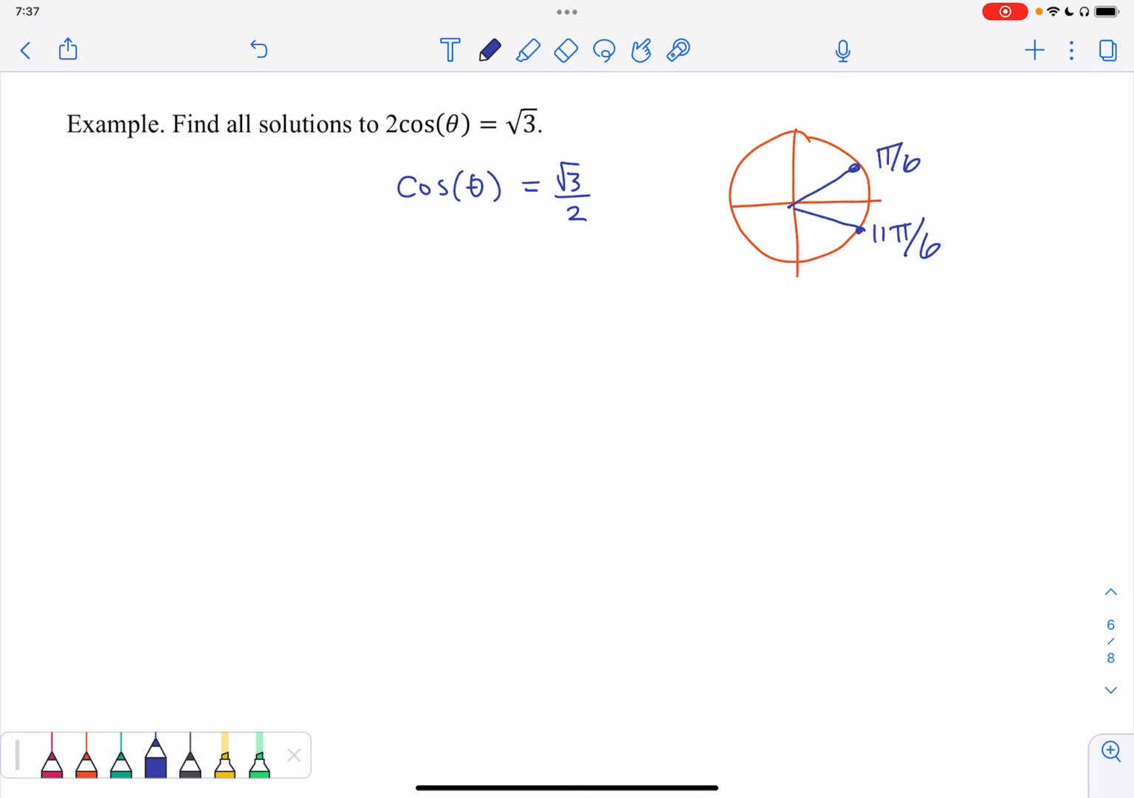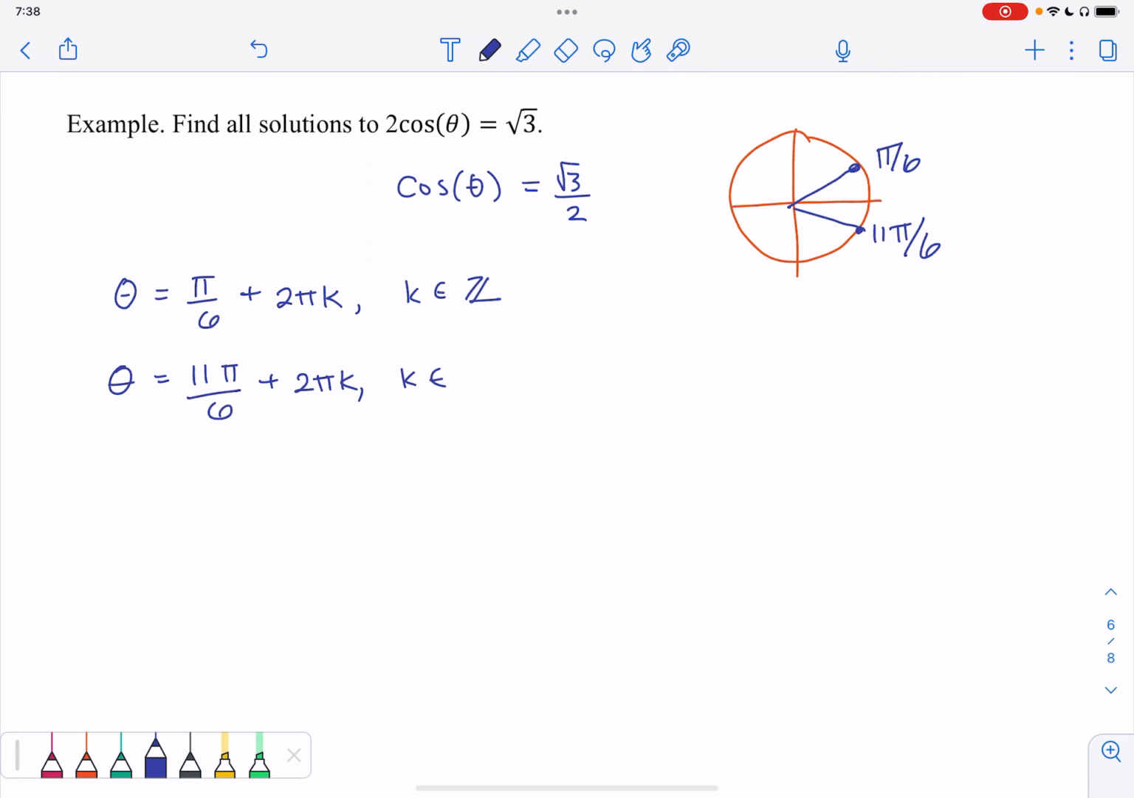When I'm looking here, I notice that the jump from pi over 6 to 11 pi over 6, and then the jump from 11 pi over 6 to pi over 6, are definitely different size openings. So I have to list the solutions separately. One will be, theta can be pi over 6 plus 2 pi k. And again, the period for cosine is 2 pi, so I know that if I go 2 pi again, I'm going to land back on a coterminal angle that will satisfy this equation. So k has to be an integer, and then theta is 11 pi over 6 plus 2 pi k, where k is an integer.